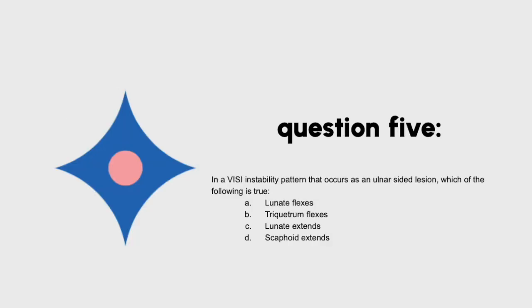Question 5, VISI instability patterns. The correct answer here is A, the lunate will flex. So I like to think that the scaphoid, lunate, and triquetrum are 3 little bones that hold hands.